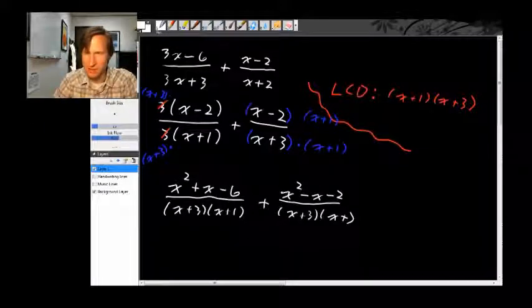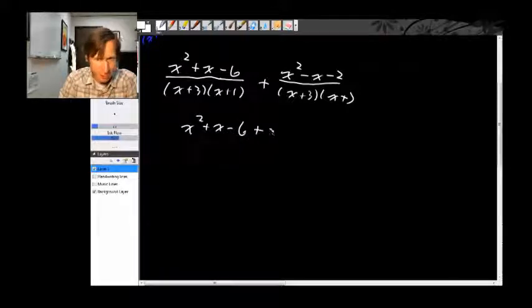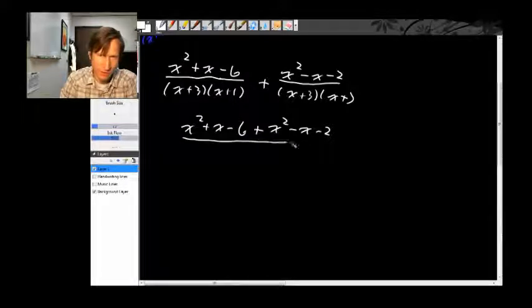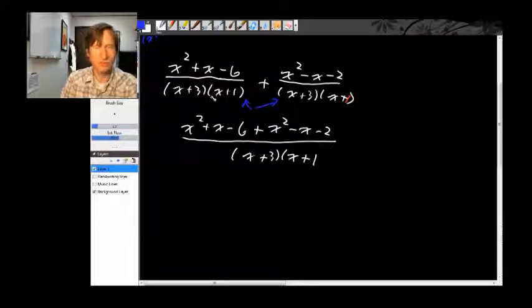Now these rational expressions have a common denominator. Now we can just add them, so add their numerators. So we get x squared + x - 6 plus the other numerator, x squared - x - 2, all over the denominator that they share, which is (x + 3)(x + 1). Oops, I see I've left out my plus 1 over here. These two denominators, they look different, but they are the same. The fact that these two factors are in opposite orders on these two denominators doesn't change the fact that these two denominators really are the same thing.